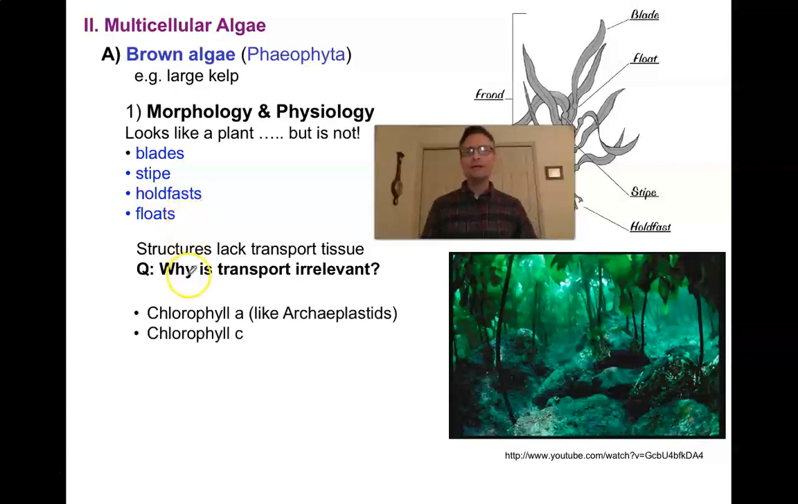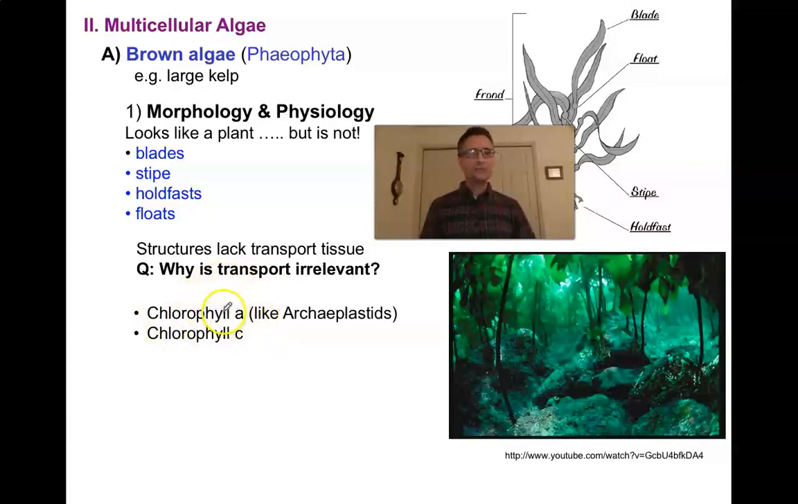All right, but what can we say about brown algae and what makes them similar to other algae and what makes them a little bit different from other multicellular algae? Let's take a look at the chlorophylls. So in brown algae, and in fact in all algae, we have chlorophyll A.